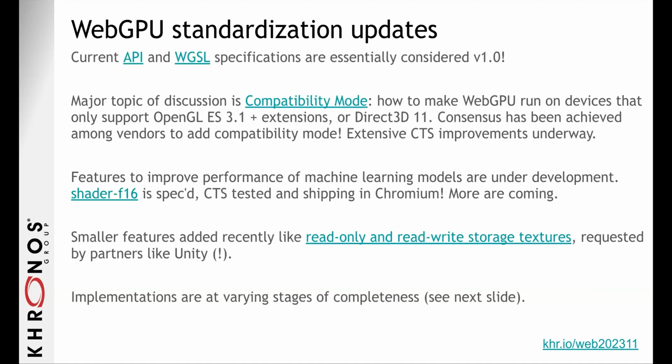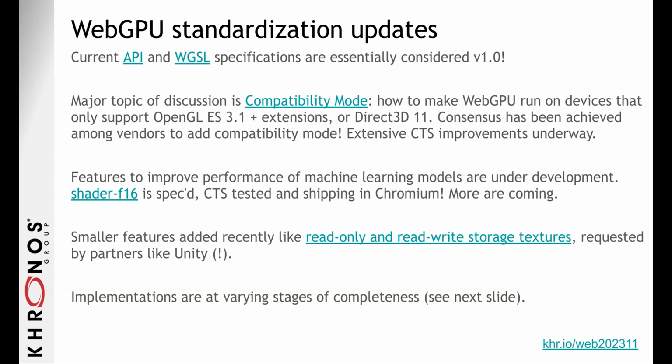Next slide. The main standardization updates are that we are increasingly at a 1.0 kind of level. Nothing has gone to full published yet, but we are getting there. The major discussion point right now is compatibility mode, which is how we can help deliver WebGPU to machines that don't have drivers which support our original matrix of APIs.